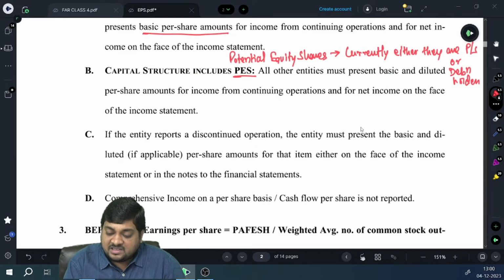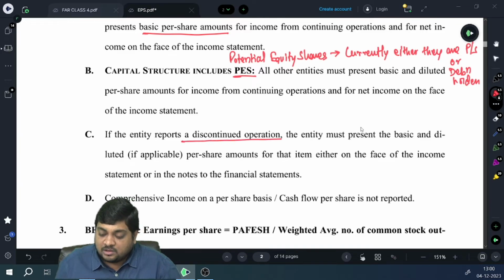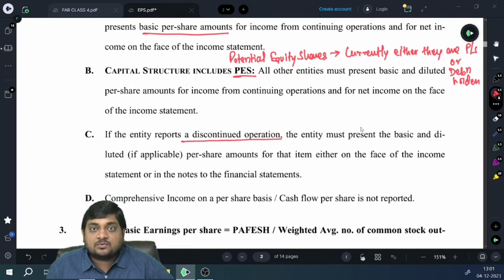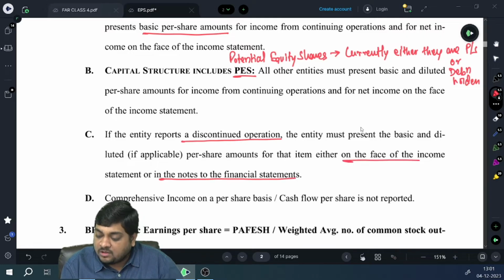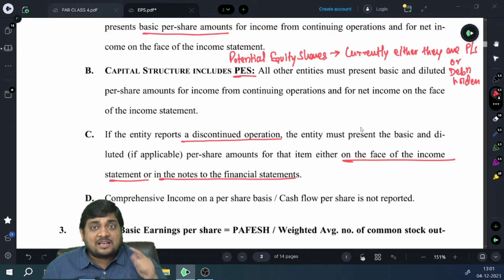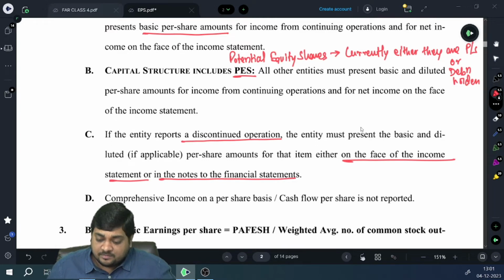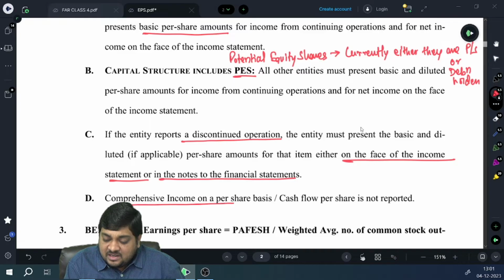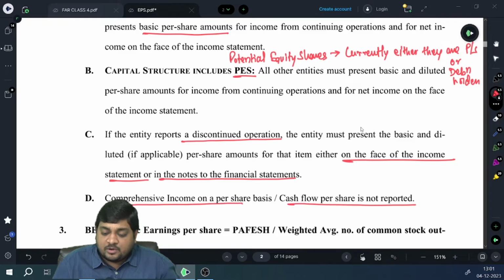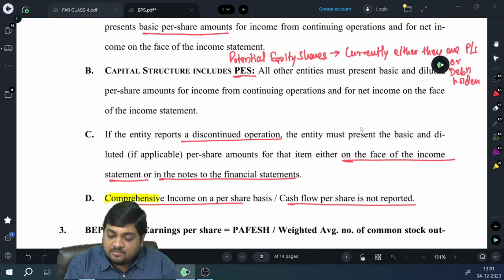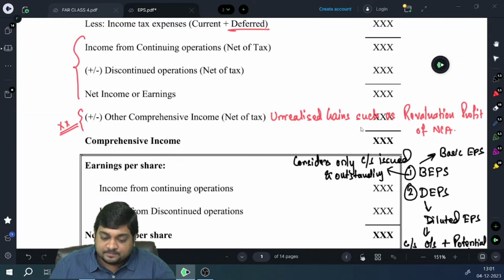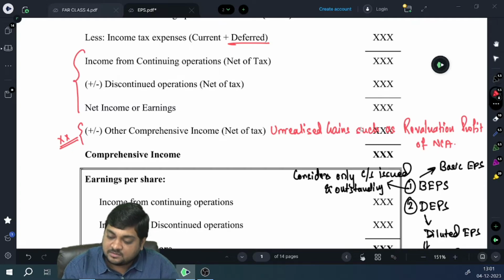If you have discontinued operation, then you need to report income for discontinued operation per share. Now this you can report either in notes or on the face of income statement. But basic earning per share has to be reported on the face of the income statement. Comprehensive income per share and cash flow per share is not reported. This is very important. So only this part. This part is not considered.